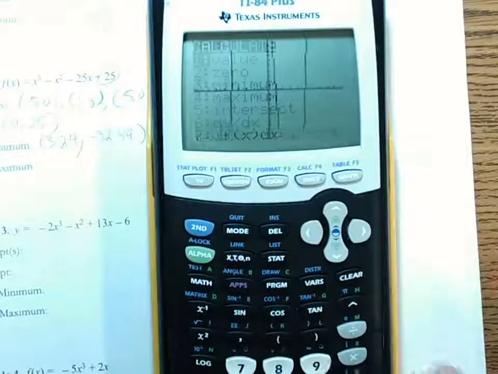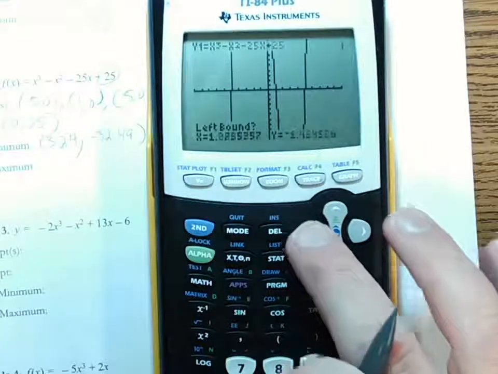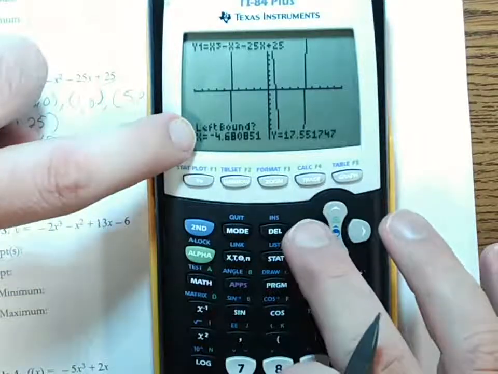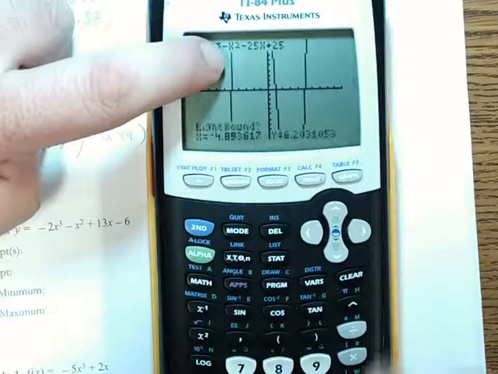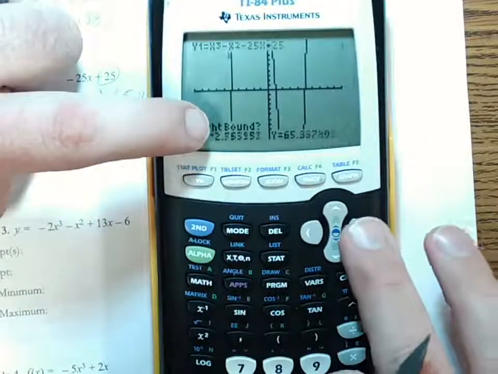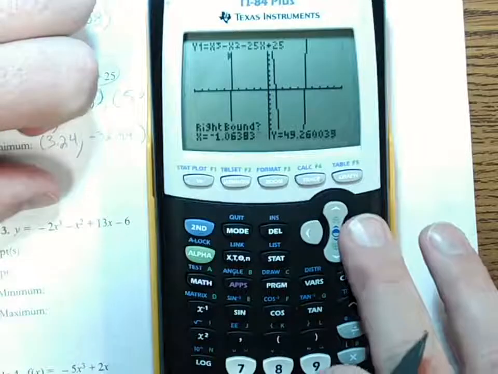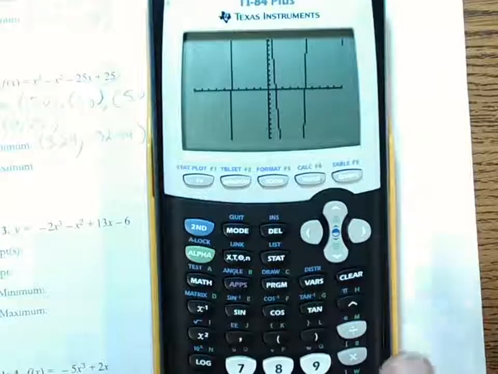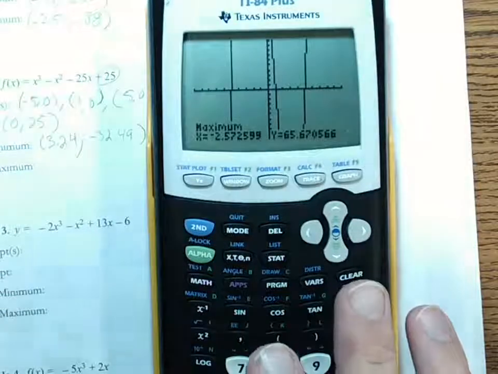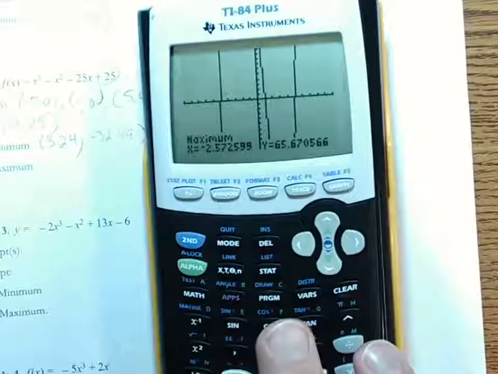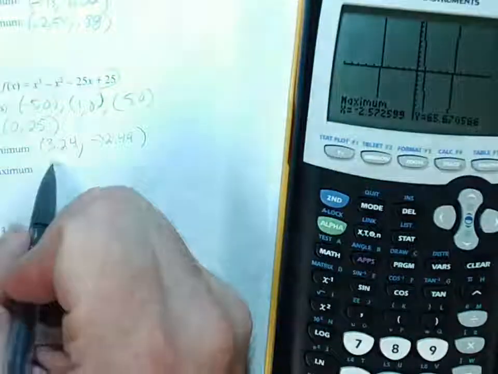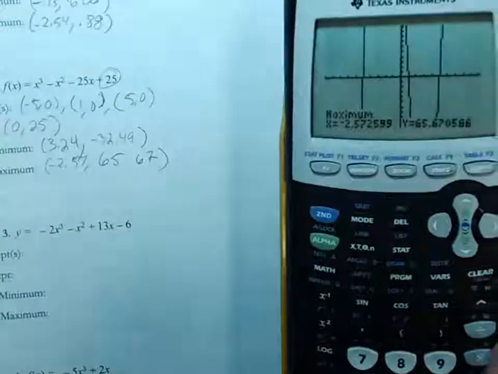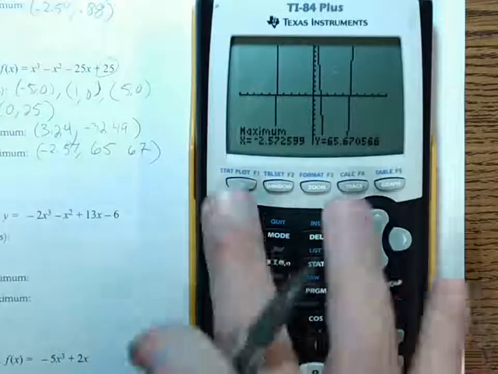Second trace 4. This time we're going to arrow to the left a whole bunch. I need it to be around negative 5. There we go. There's my blinky cursor. Enter. And then we'll go back to the other side, which is at about 1. Where are you, blinky cursor? There it is. Enter again. Enter a third time. And my maximum is at negative 2.57, comma, 65.67. Boom.